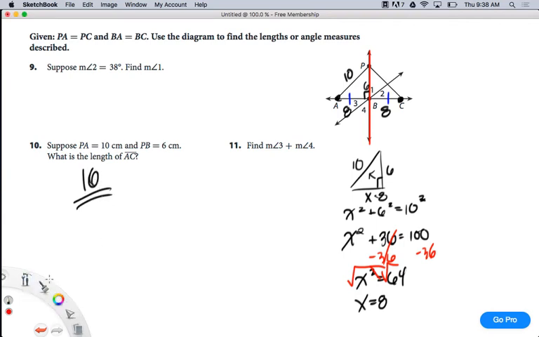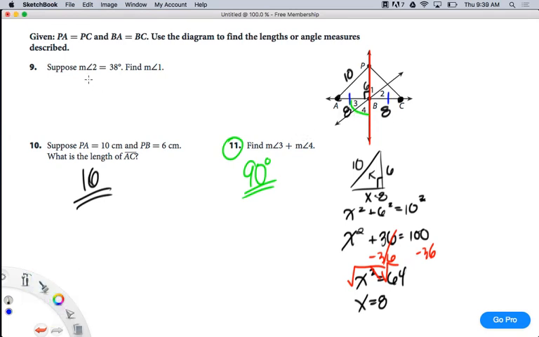Next. A lot of people had questions on this. Number 11, find angle 3 plus angle 4. Well, if this is 90 degrees, then I don't know the individual measures of 3 and 4, but I know that they have to add up to 90 degrees. Their sum is 90 degrees. I don't know what 3 is or 4, but I know that they add up to 90 degrees.